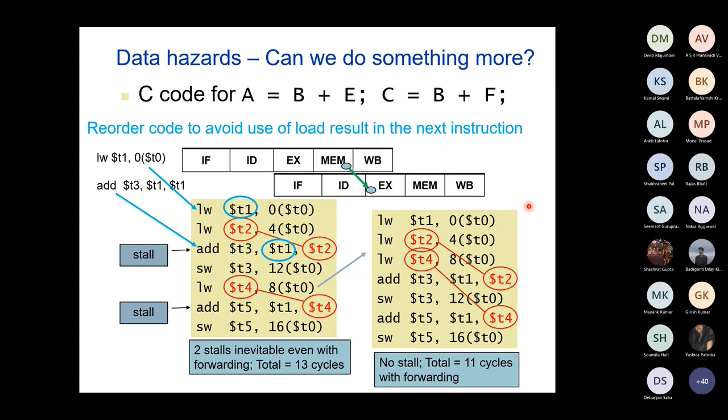Reorder code to avoid the use of a load result in the next instruction. That was the main idea. And if there are examples where you can still reshuffle it without changing the meaning of the program, then it could be done, provided you have a smart compiler.